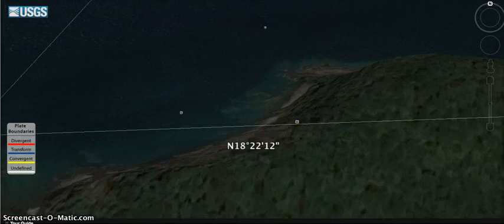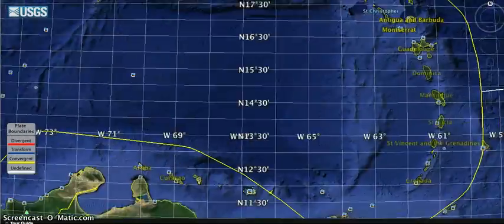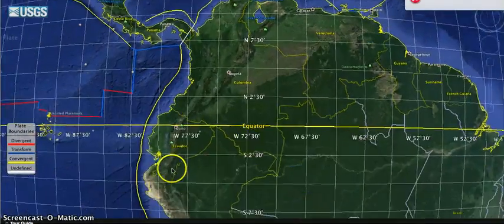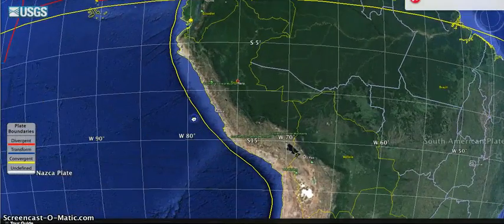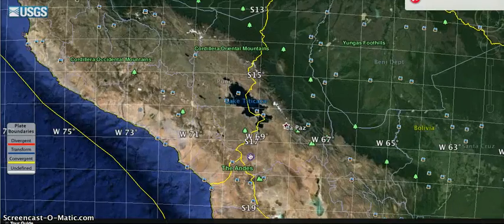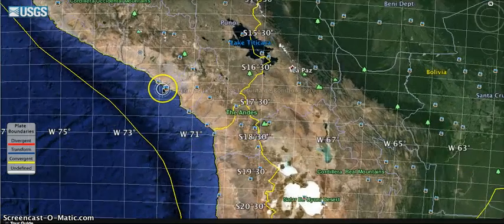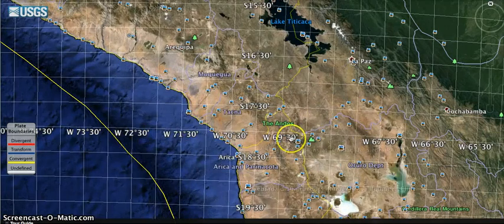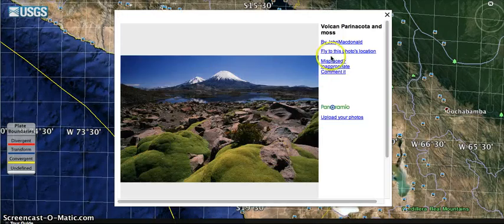The next stop is the Peru-Chile Trench. The Andes Mountains in Chile and Peru lie on a convergent plate known as the Nazca and South American Plate. Since the Nazca Plate is denser than the South American Plate, the subduction allows the South American Plate to rise into a massive mountain range.